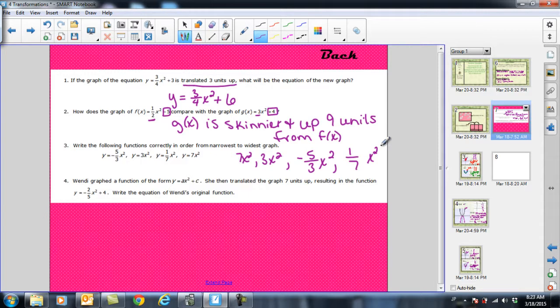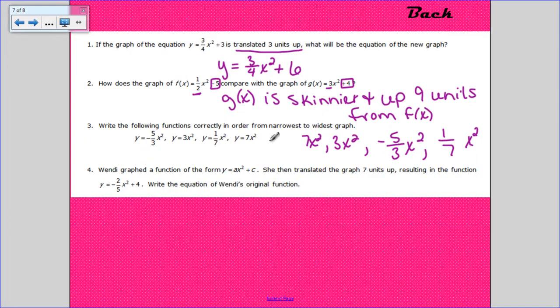The other way you could do this is you could grab your calculator, you could type all 4 of these equations in and look at them. The problem is, because yours doesn't graph in color like mine, you're going to have to keep up with which one is which when you graph them, so you can tell, well, this one was the first one and this one was the second one, so you know which one's wider.